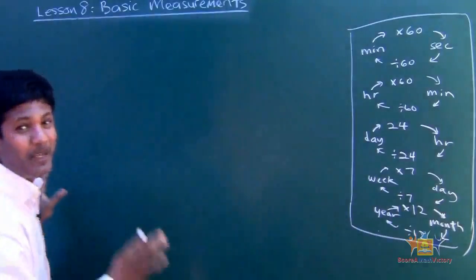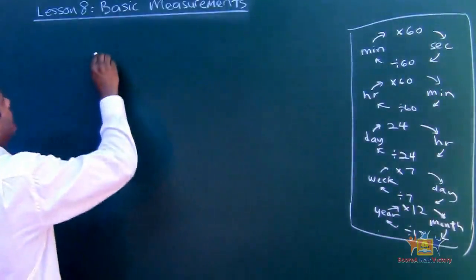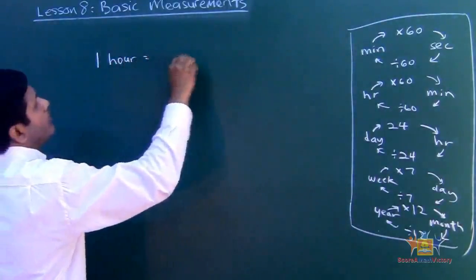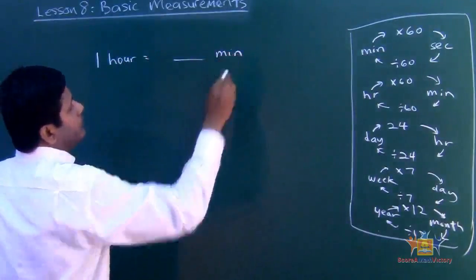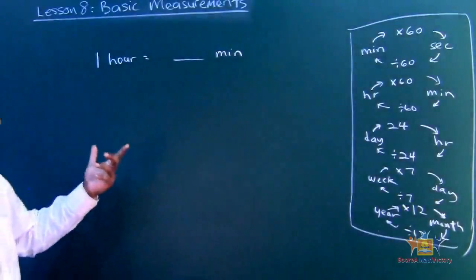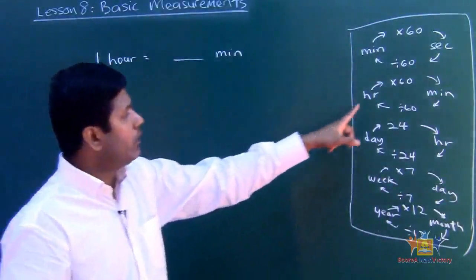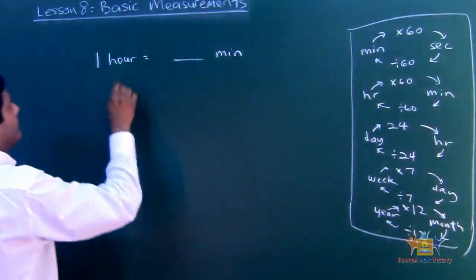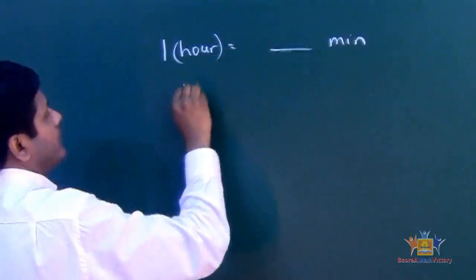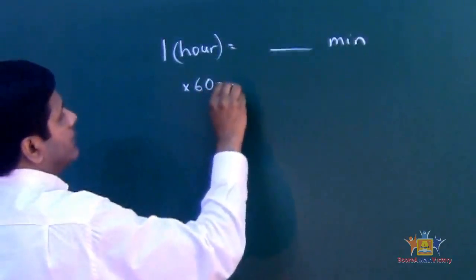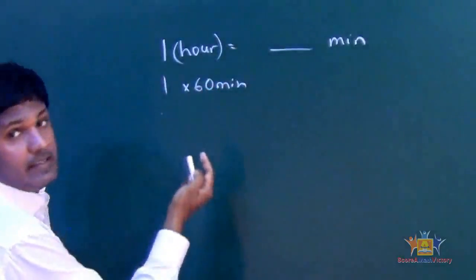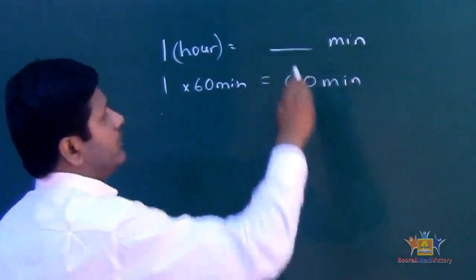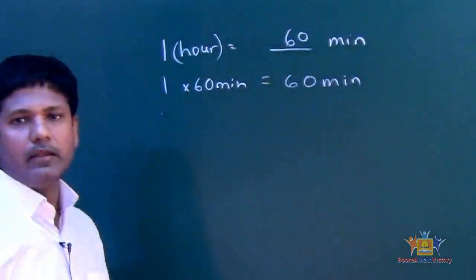Alright, my dear students, let's say I give you 1 hour and I want you to find out how many minutes. So what do we use? The conversion, because we know that 1 hour makes how many minutes? 60. We're going to multiply, so we're going to go that direction. That means we substitute the hour with 60 minutes. So 1 times 60 is what? 60, exactly. That makes 60 minutes. See that? Pretty easy, isn't it?